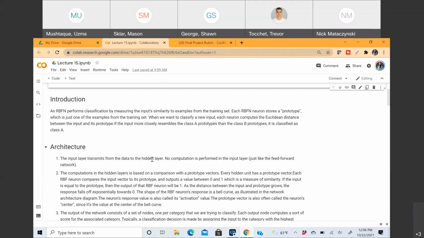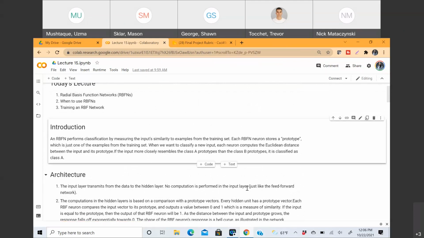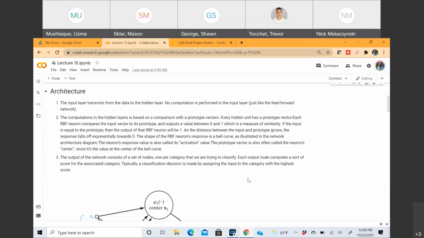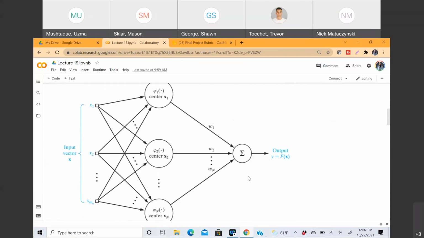As I said, the hidden layer stores something known as a prototype. It's a prototype vector, and we'll see what it is. Usually it is some way of measuring Euclidean distance between the input and the prototype. That's what the activation is: you're measuring the distance between your input and your prototype, and that prototype is your centroid. Let's look at the architecture. This is what this entire network looks like.